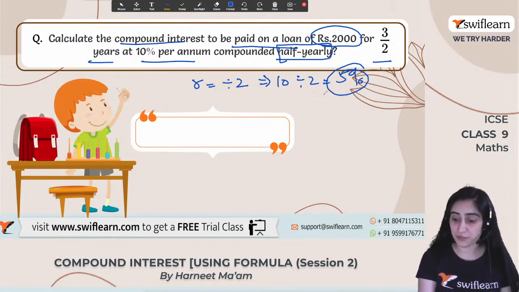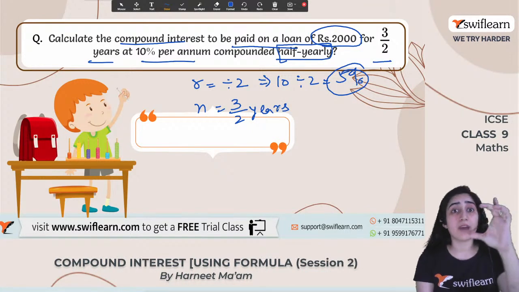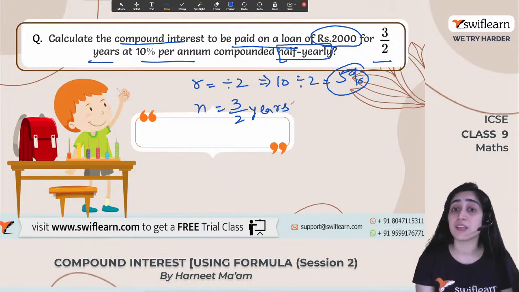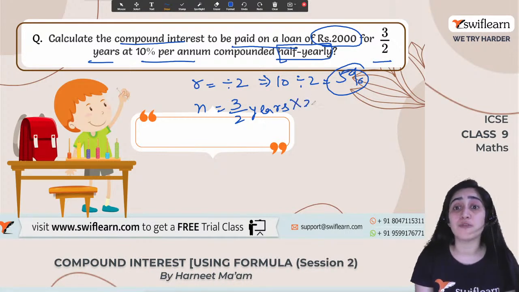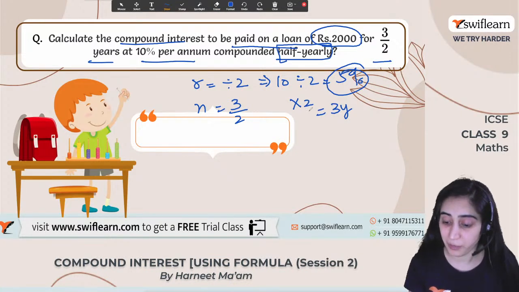So now the rate is 5% and the time is 3 by 2 years. So I thought, oh my God, it is in a fraction. How will I solve that? Right? It's in the power in the question, but it's half yearly. You have to multiply it by 2. That becomes 3 years. Compounded half yearly, so 3 half yearlies, right? So you'll not write years here. You'll write 3 half yearlies when you're multiplying it by 2.